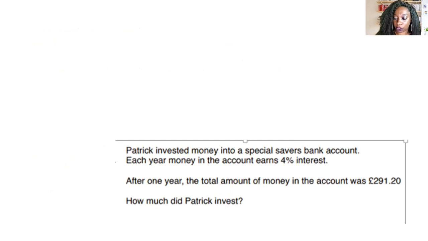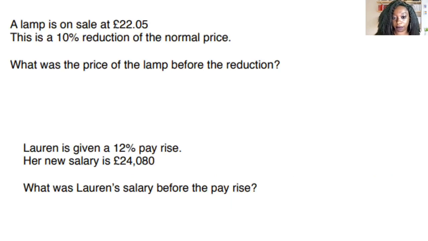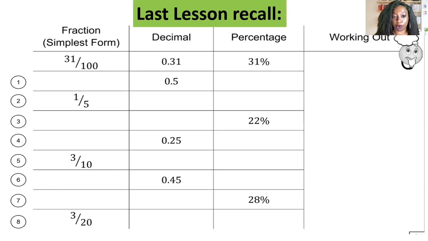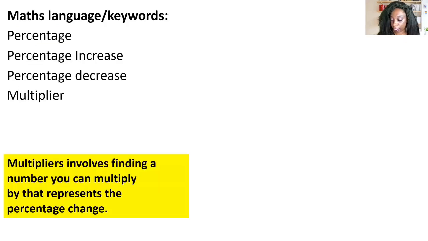To round up, just to be sure that we've said some bits that are very important here, I am going to go on to tell you why the multipliers is very important. So we've talked about percentage. We already did from last week. We've talked about when you have an increase. We've talked about when you have a decrease. And the multiplier itself involves finding a number you can multiply by that represents your percentage change.